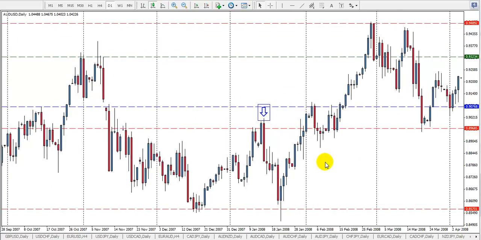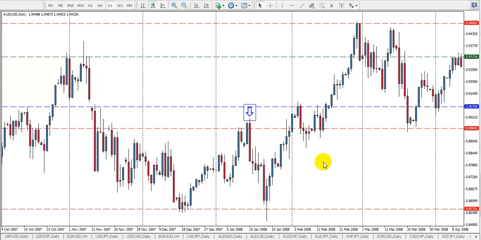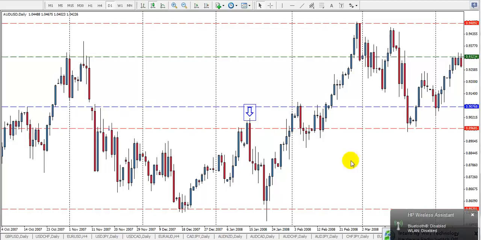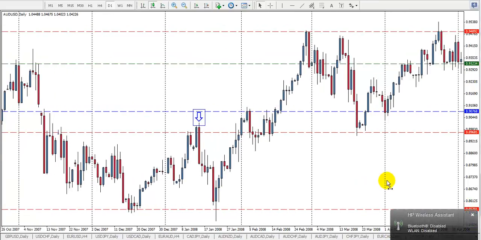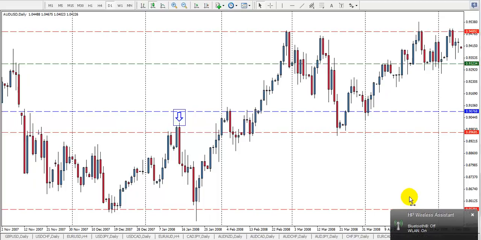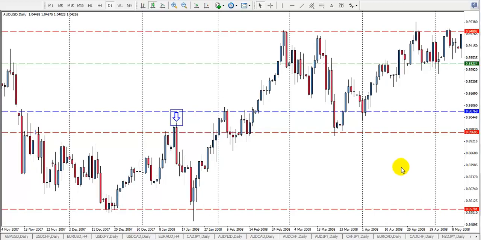Now let's go ahead and advance the chart one candle at a time here. I'm just going to hit the F12 key and advance the chart once, one candle at a time. Actually, I'll just do it manually. And where are we? Here we go, right here.